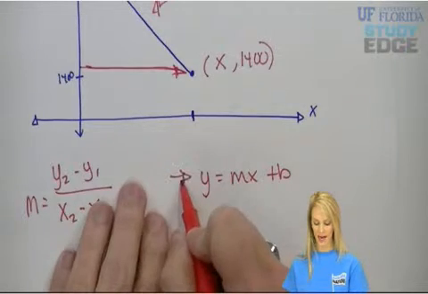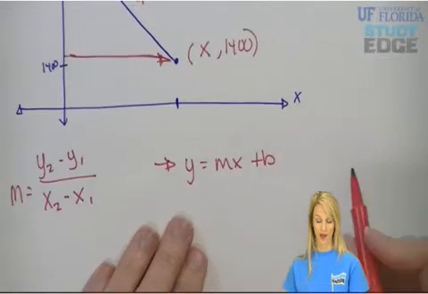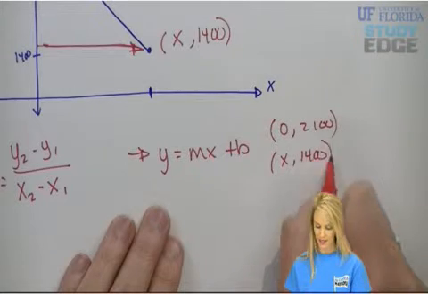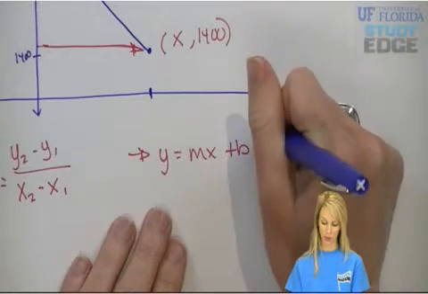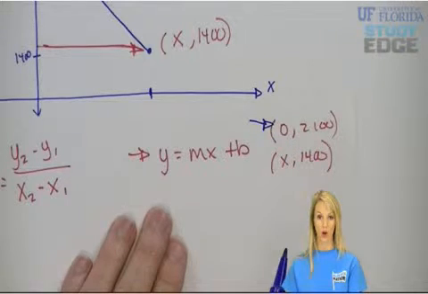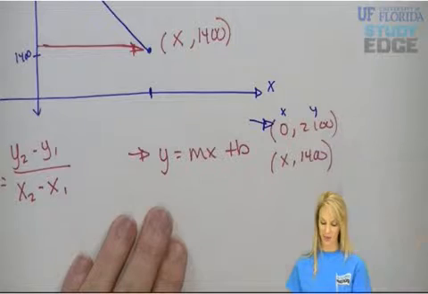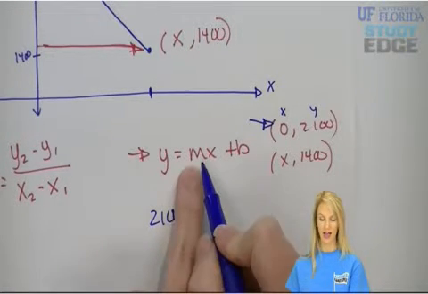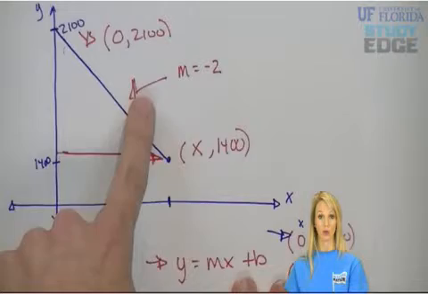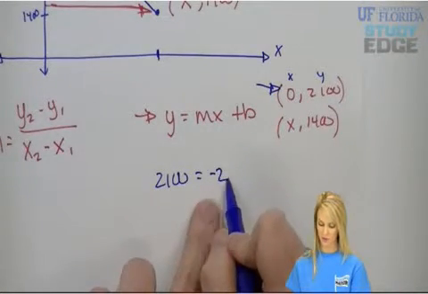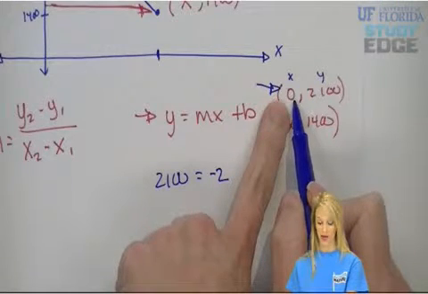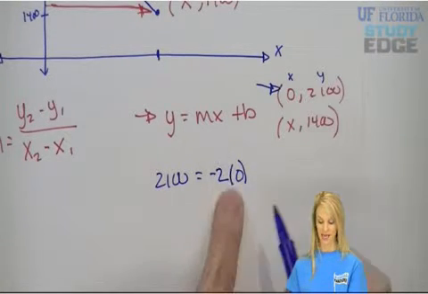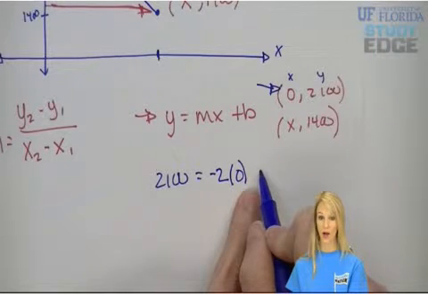So let's think about what we have. We know 2 different points on the line: 0, 2,100, and x, 1,400. Let's work with the point that we know both values for. We know the x is 0 and the y is 2,100. So 2,100 is equal to mx plus b. M was given in the problem: -2. And x is 0, so -2 times 0 is m times x, plus b. Do we know what our y-intercept is?